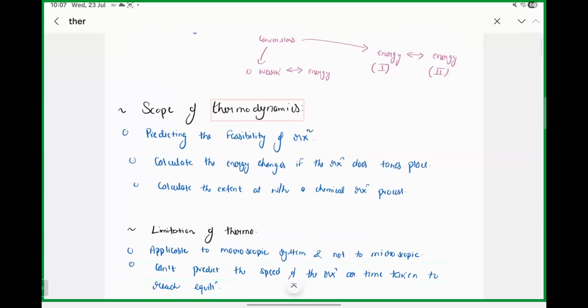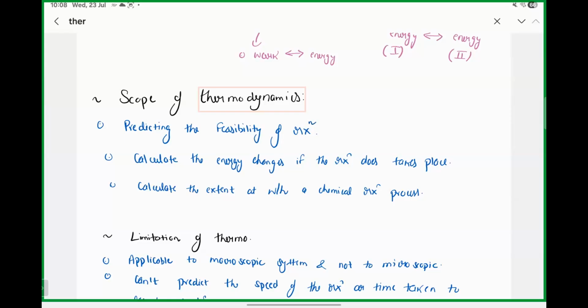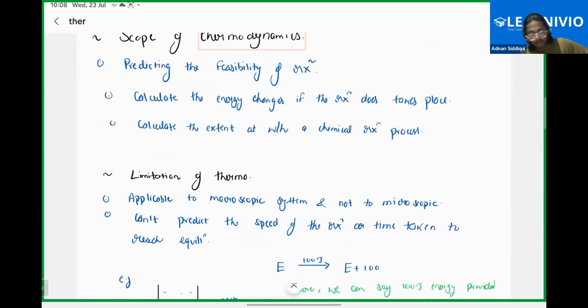It also helps us to calculate the energy changes if the reaction does take place. Suppose the reaction that you are hoping for is going in the forward direction, but how much energy change does it show? Is it an exothermic reaction or is it an endothermic reaction? You're getting what I'm trying to say? It tells us whether the reaction is exothermic.